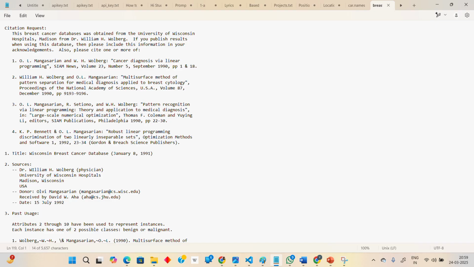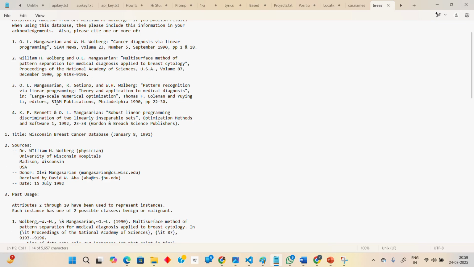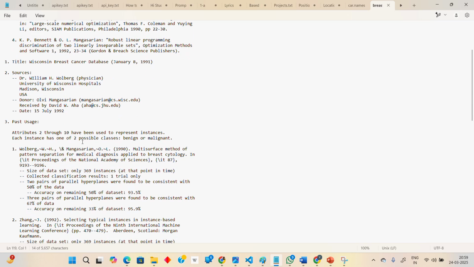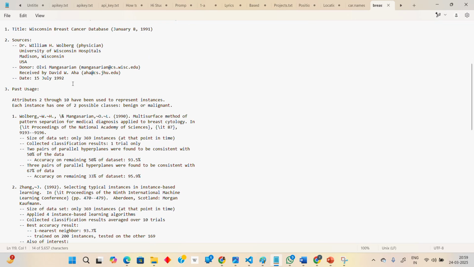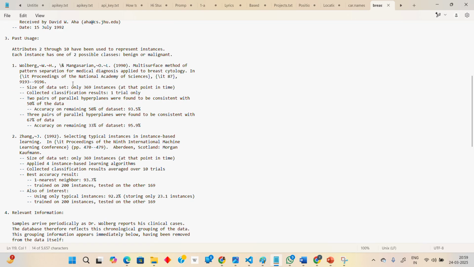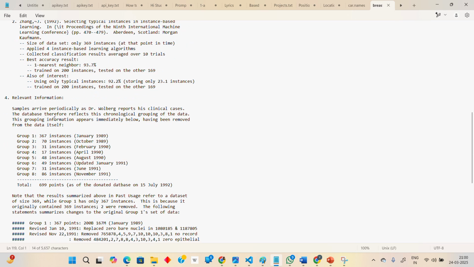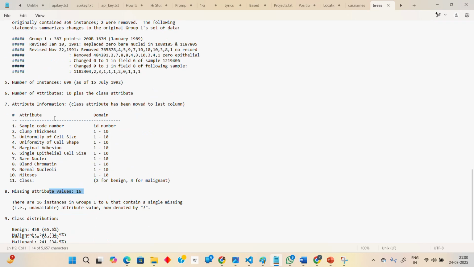Here you can see the citation, meaning the ones who created this data set. Physician given, and in 1992 the data set was reviewed and then given. Let us keep all such important points for later; we can study them later. But now what is very important is this.